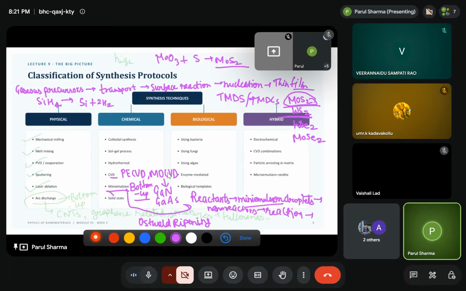A mini emulsion system contains a continuous phase, that is water, and a dispersed phase, an immiscible liquid containing the material that will form the nanoparticles. Then third is surfactant that will stabilize the droplets. Fourth is co-stabilizer. Sometimes it is added to improve the droplet stability. And the fifth is energy input. So high shear mixing or ultrasonication is used to break the dispersed phase into very small droplets. So after ultrasonication, large droplets will break into smaller droplets and they will act as nanoreactors.